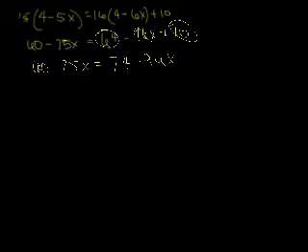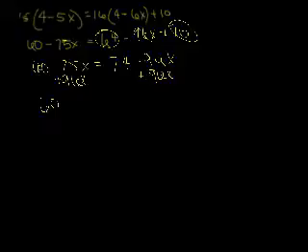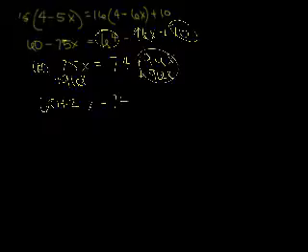Alright, now I'm trying to get the x's together. So let's move this one here by adding it to both sides because it's subtracted. So I'm going to add it to both sides. Okay, so 60 plus 21x equals 74 because these go away.